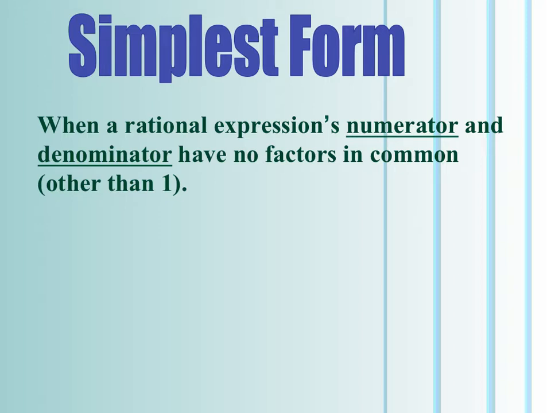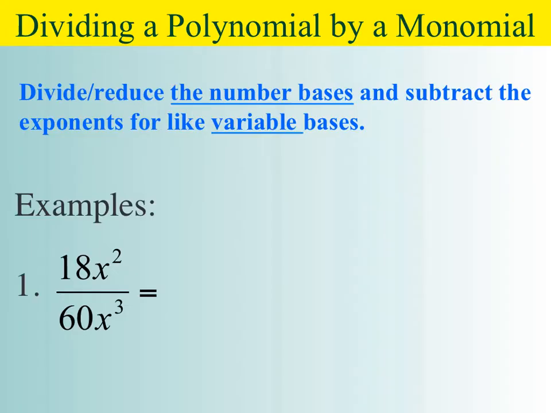So with dividing polynomials, you're going to be looking to put things in simplest form, which means when you have a rational expression, you're going to simplify the numerator and denominator until they have no factors in common other than 1. So rational expression just means fraction, so you're looking to basically simplify numerator and denominator until there's nothing left that you can actually simplify.